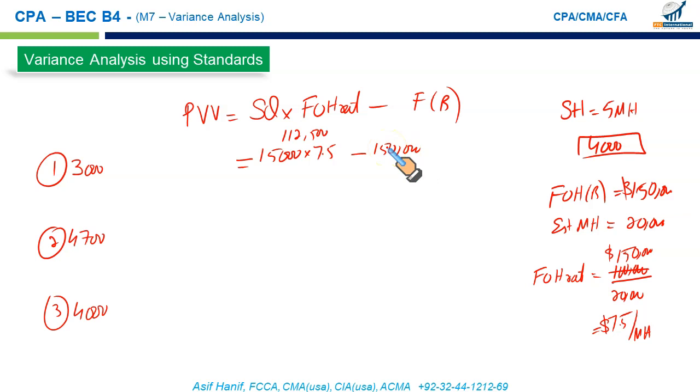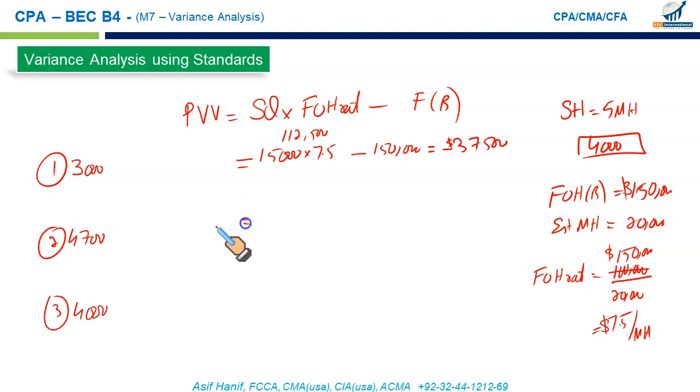What does it mean? It means the variance is adverse, which is bad. And why is it bad? Because you produced less than what you should have. Your activity was less than the estimated activity. So production volume variance is adverse, $37,500 adverse. Negative would mean adverse in my world.